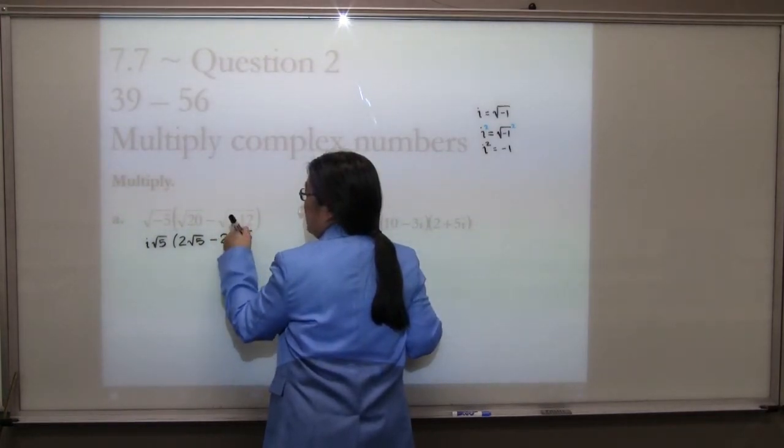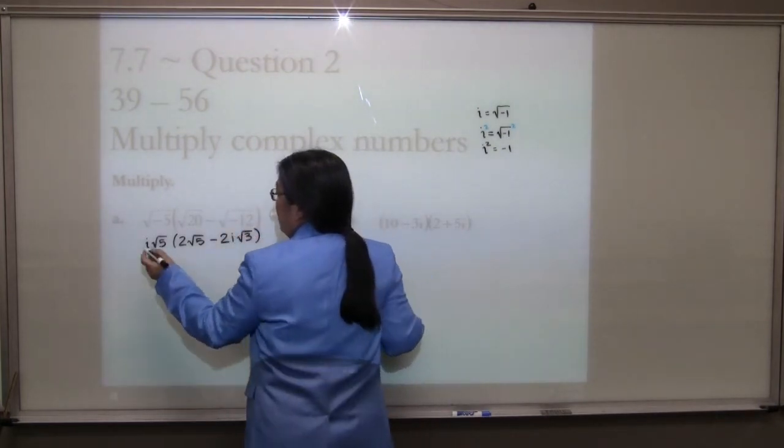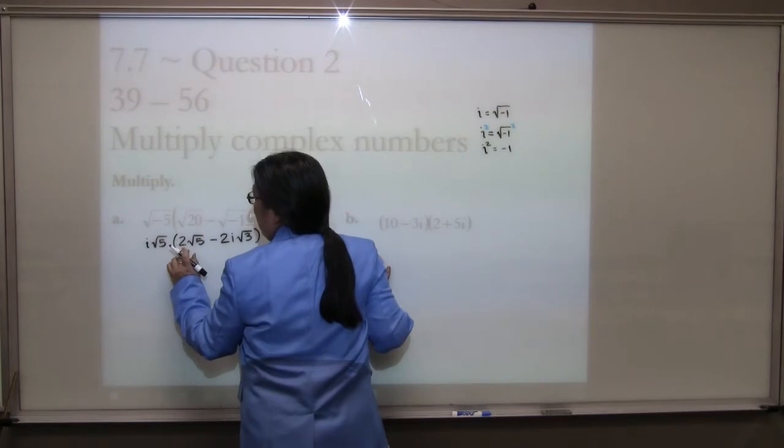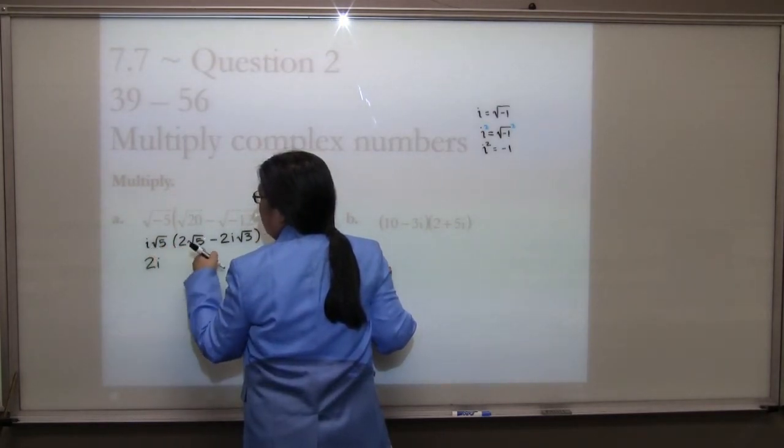What happens to this negative on the inside? It comes out as an i. Then we're going to use the distributive property. i times 2 on the outside gives you 2i. The 5 and the 5 on the inside pops out as a 5.